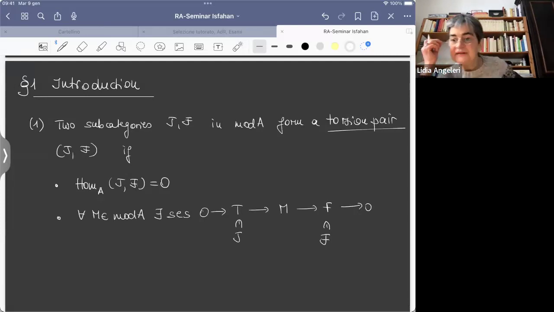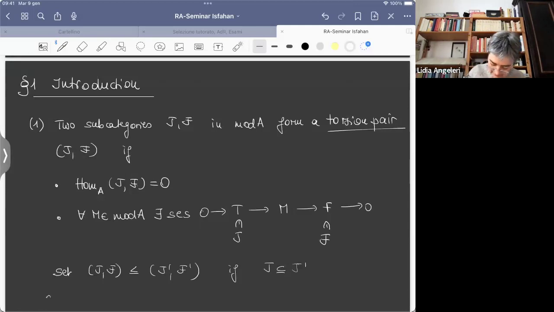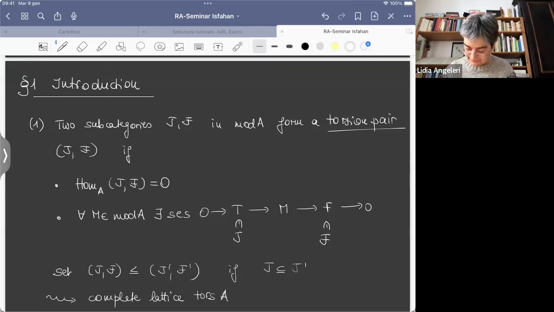Okay, and now if we take the torsion pairs in the category mod A, we can order them by inclusion of the torsion classes. So we set the torsion pair (T, F) to be smaller or equal than the torsion pair (T', F') if T is contained in T'. And in this way, it is known that we get a poset and, in fact, a complete lattice, which is usually denoted by tors A. Okay, so that's the first thing.